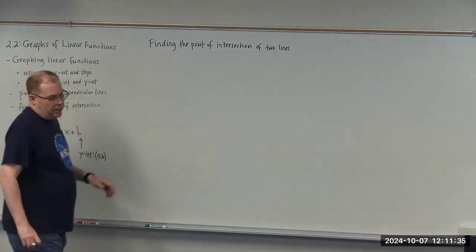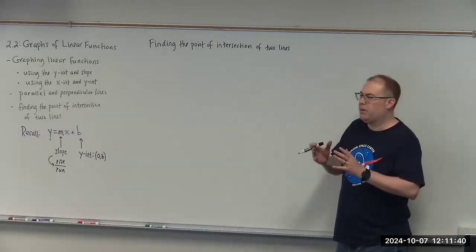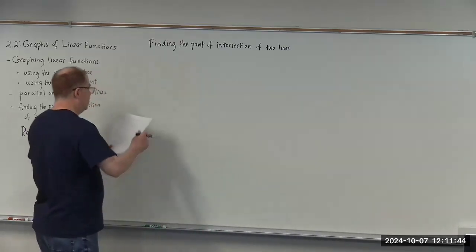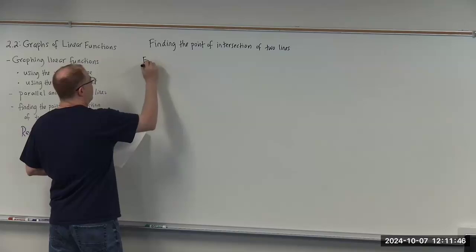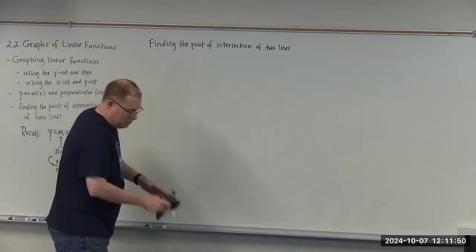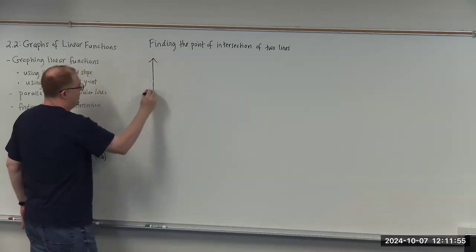So the idea here is that given the equation of two lines, how do we figure out the point of the intersection? Okay, so I'm going to illustrate this through this example here. So let me draw this part first. So the idea is this.